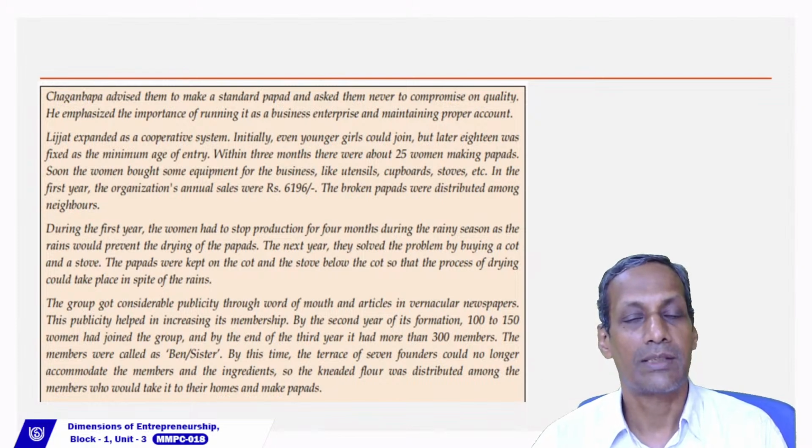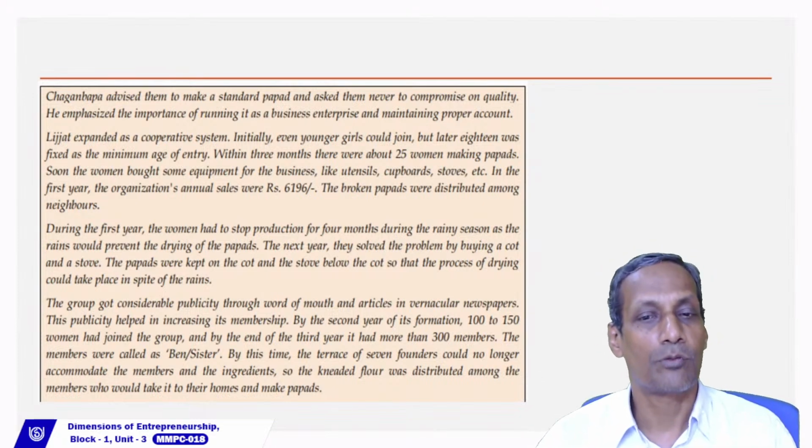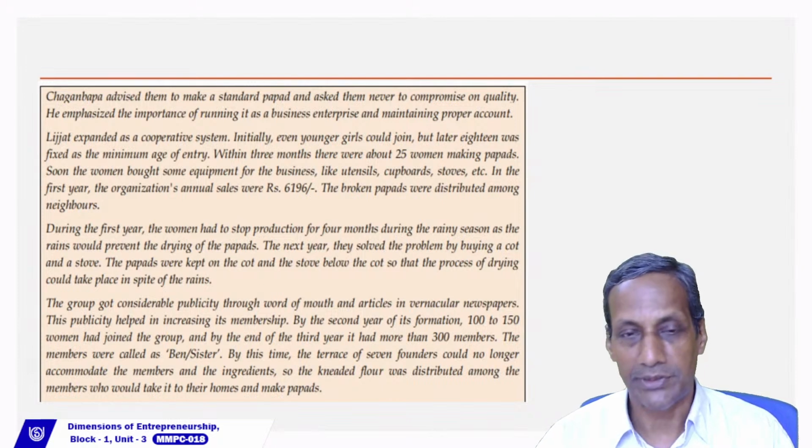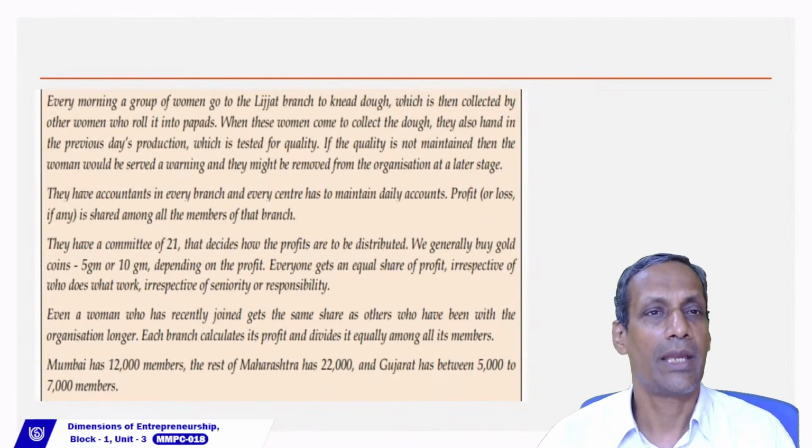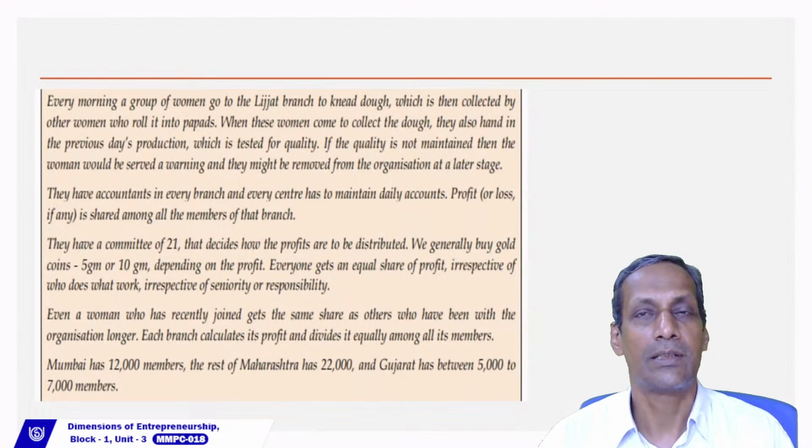The members were called Ben, or sisters. By this time, the terrace of the 7 founders could no longer accommodate the members and the ingredients. So the needed flour was distributed among the members so they could take it to their homes and make papads. Every morning, a group of women go to the Lijjat branch to knead dough, which is then collected by other women who roll it into papads. When these women come to collect the dough, they also hand in the previous day's production, which is tested for quality.